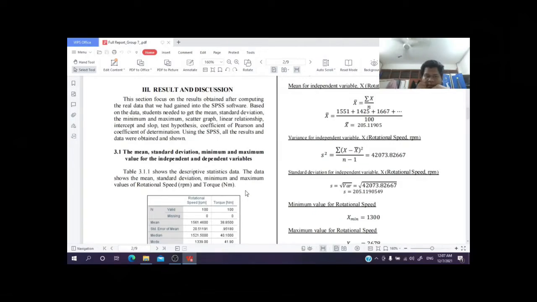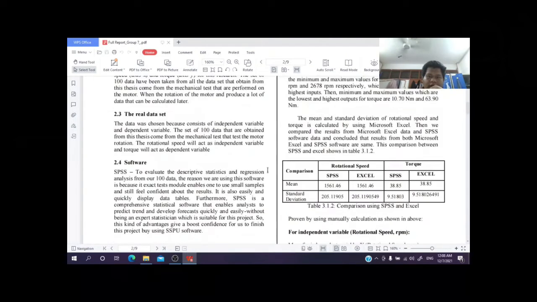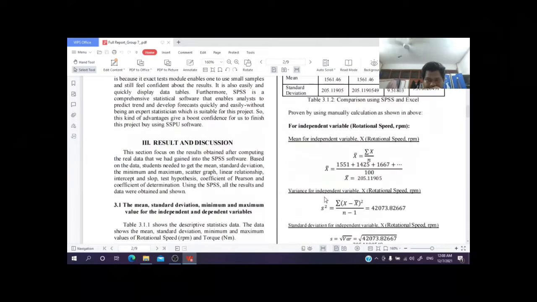Presenting the mean, distribution, and minimum and maximum values. For the comparison of rotational speed, SPSS and Excel get the same value for the mean and distribution. The mean is 1561.4946 and the standard deviation is 209.119. For the torque, SPSS and Excel are also the same. The mean is 38.85 and the standard deviation is 9.51.